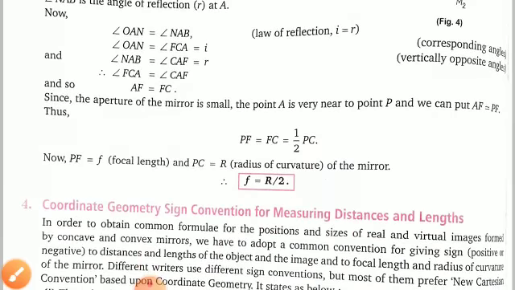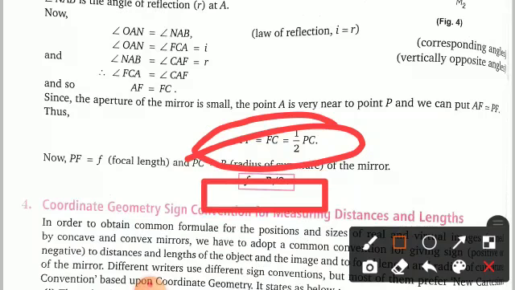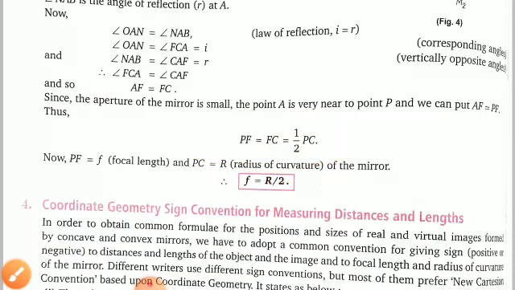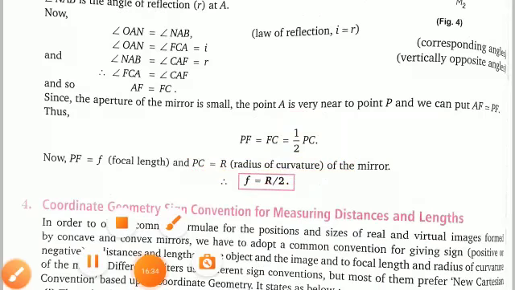Now PF is your focal length and PC is your radius of curvature of the mirror. So we put the value of all these in this equation and we get what? f is equal to R by 2. This is the relation we finally get here and this is the thing we have to prove. I hope you understand what I am trying to say. So that's all for today's class, students.